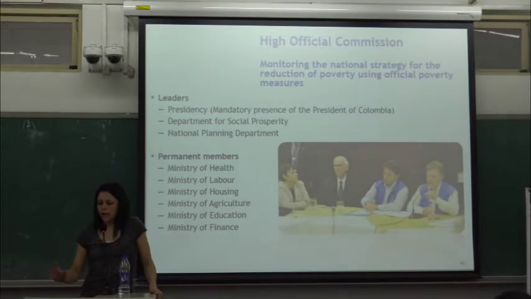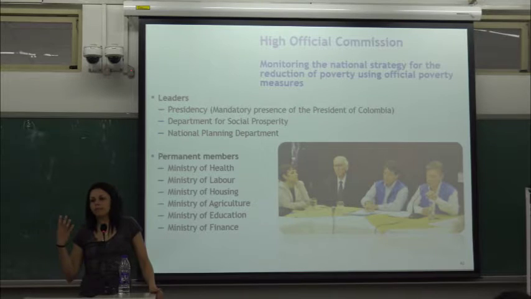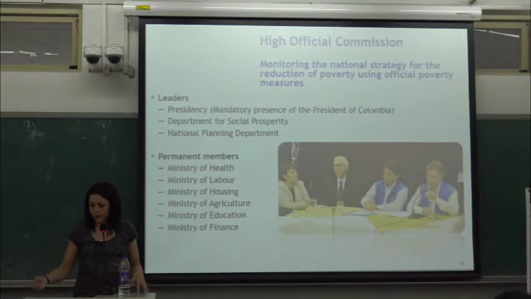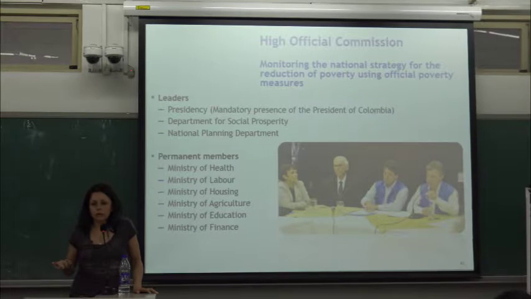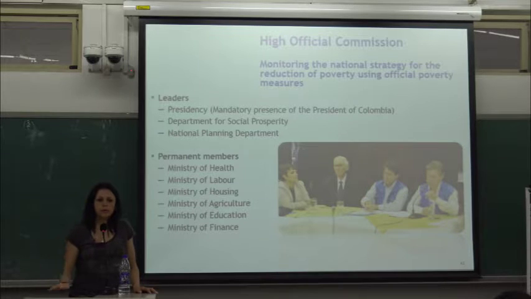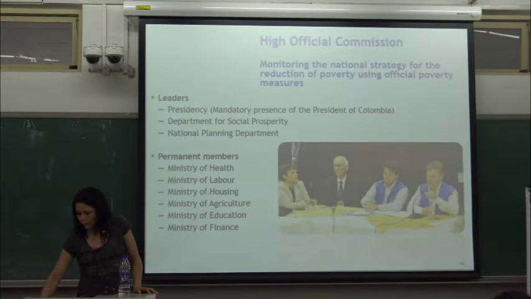So they have these high official commissions that are the meetings of the president with the ministers. In here we have John Hammock, and he was invited to one of these commissions where the decisions are taken. So the president sits with the ministers and starts asking what is happening, why is the multidimensional poverty not moving, what can we do?